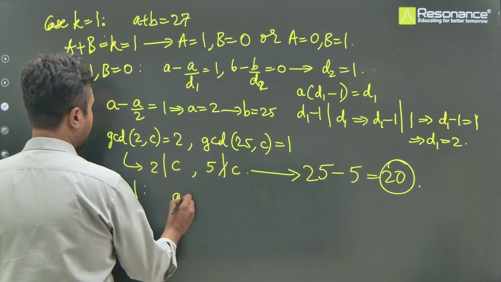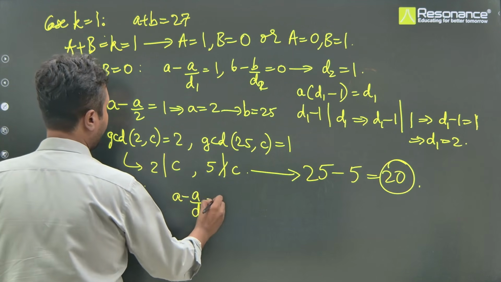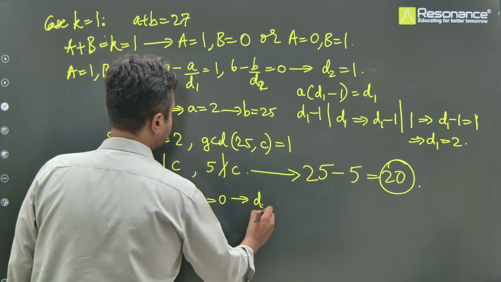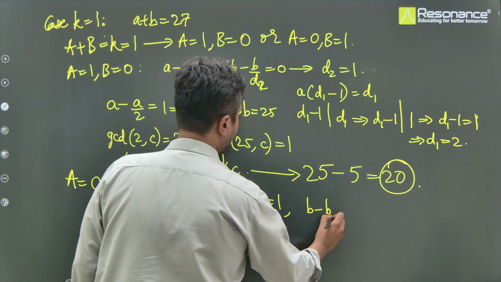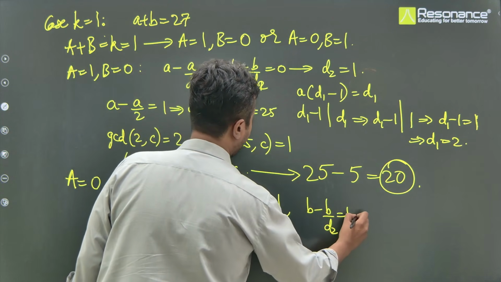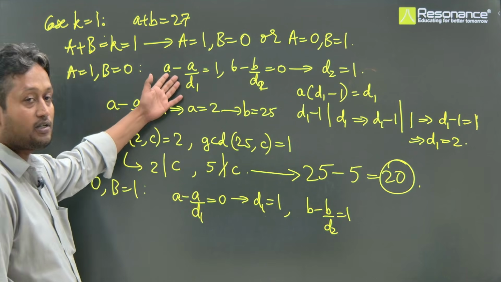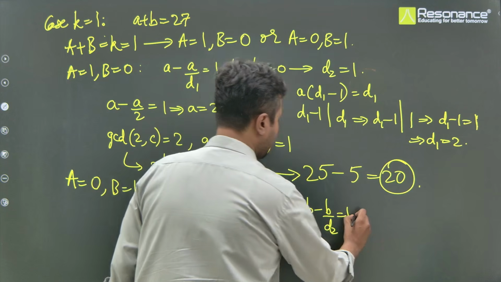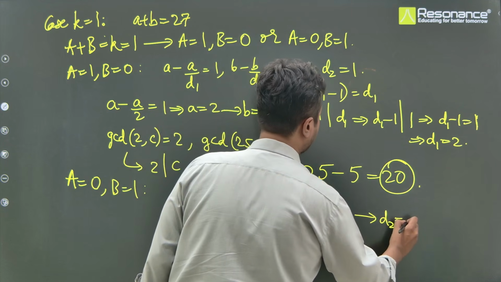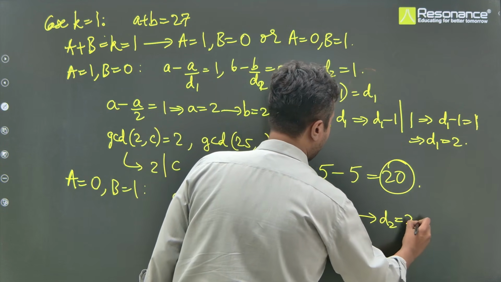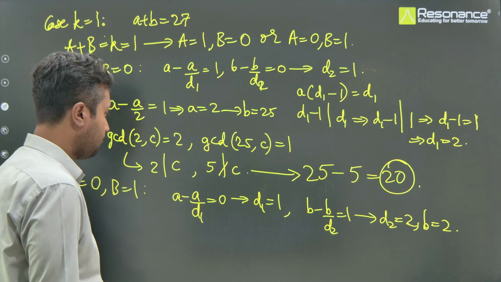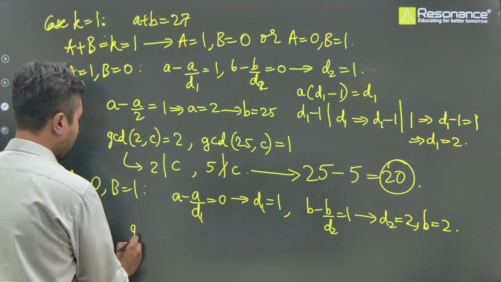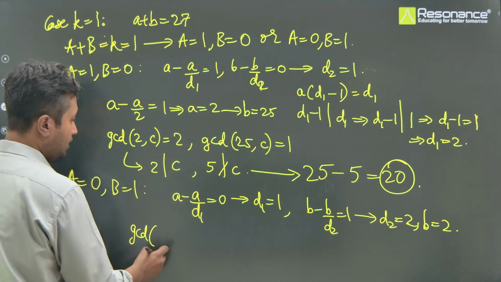So what do we have? Now a minus a by d1, you want that to be 0, which means d1 is 1. And also b minus b by d2, you want that to be equal to 1. That's the same equation as this, by the way. So that tells you that d2 must be 2 and b must be 2 again. Right? So now let's work out the story for C.